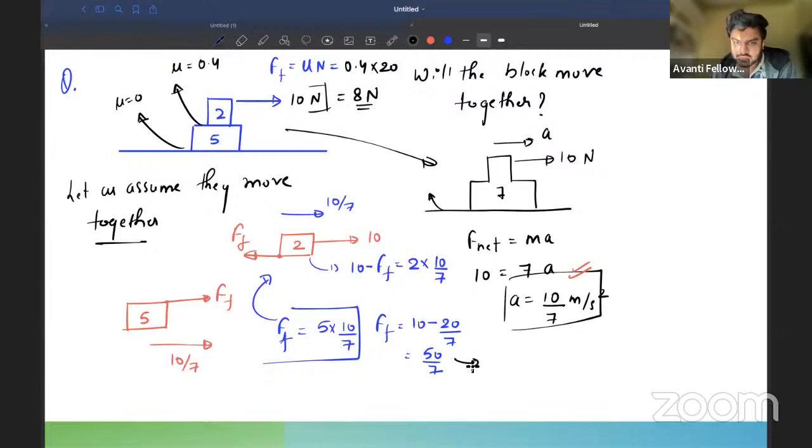And this is how much? 7.1 newtons. Of course, yes. Friction force can be 8 newtons. 8 newton तक जा सकता है. And only we need 7.1 newton to move the blocks together. है ना? क्या ये चीज समझ में आया?